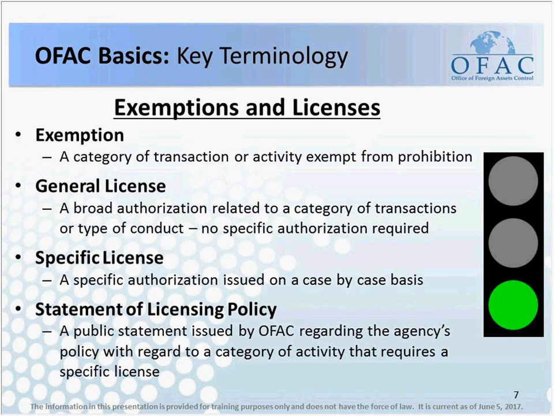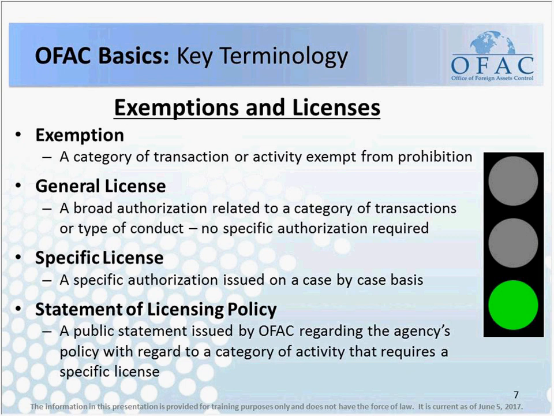On the other hand, a specific license is a written document issued by OFAC to a particular person or entity authorizing a particular transaction. Regulations may contain statements of OFAC's specific licensing policy with respect to particular transactions. Specific licenses are only issued in response to a written license application, meaning you would have to go into our website and apply for it. It's not similar to a general license in that it's open to the public to use.